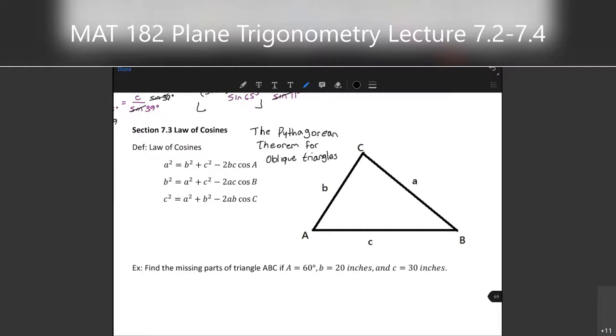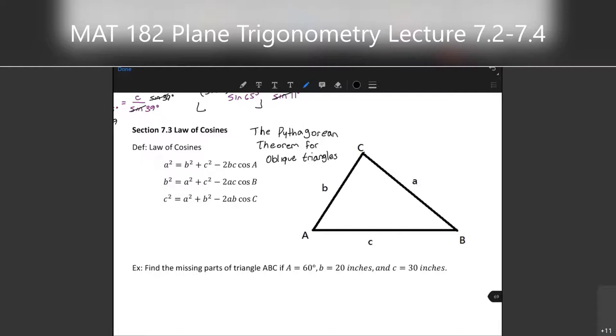All right, so the law of cosines is the next topic that we will cover here. And as you can see with the formulas for the law of cosines, it's really similar to the Pythagorean theorem, but there is a little bit of an adjustment on the end of the formula. So usually the Pythagorean theorem for right triangles, we would consider as just a squared plus b squared equals c squared. Well, in this case, the law of cosines really is a Pythagorean theorem for what we'll call oblique triangles, which is just meaning non-right triangles. So this chapter is all about non-right triangles, and so that's what we're going to be looking at here.